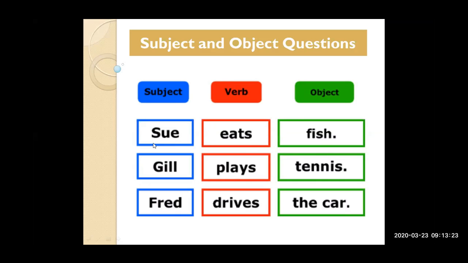So who eats fish? Sue. What does Sue eat? Fish. Gil plays tennis. Gil is the subject, plays is the verb, tennis is the object. Fred drives a car. The subject is Fred, drives is the verb, the car is the object. Okay?